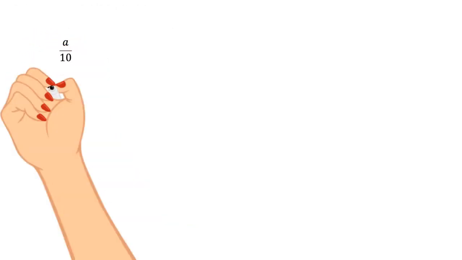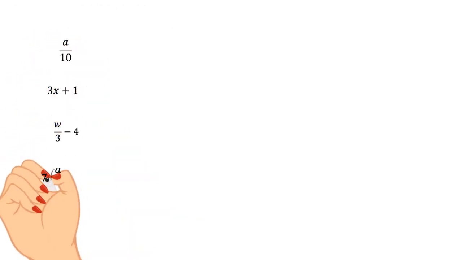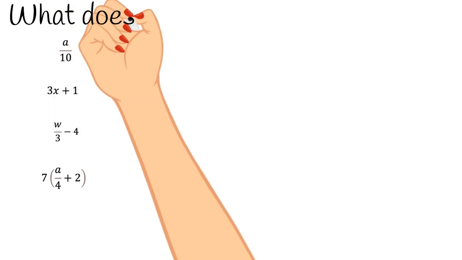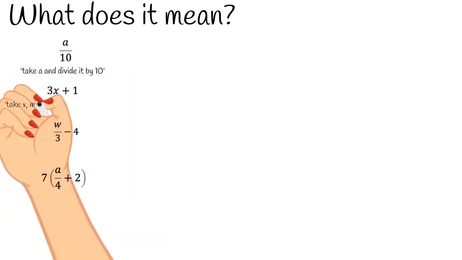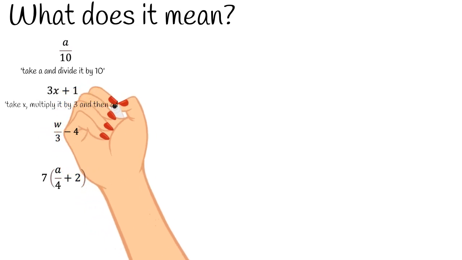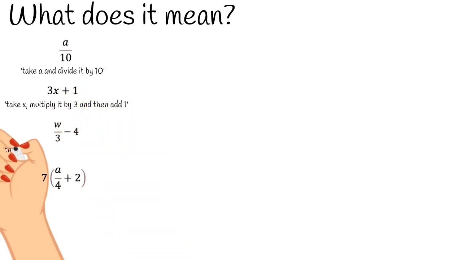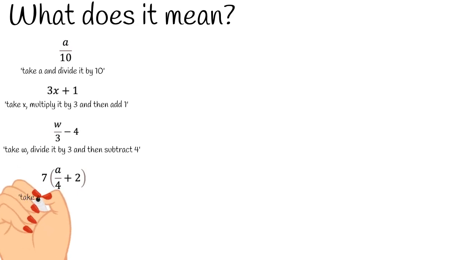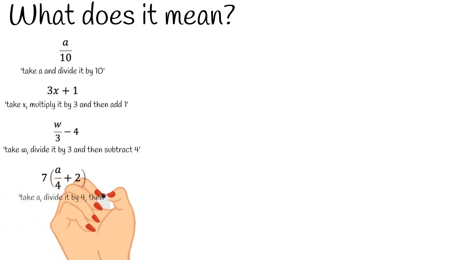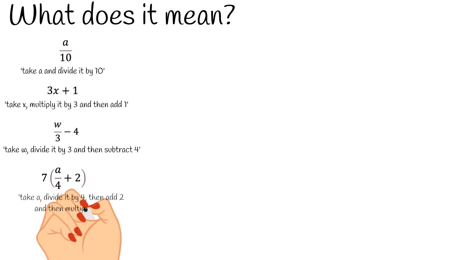Now let's work the other way round. Here are some expressions and we need to figure out what does it mean. Well, the first one, I take a and I divide it by 10. The second one, I take x, then multiply it by 3 and then add 1. My third one, I take w, I divide it by 3 and then I subtract 4. And finally, the last one, it looks quite complicated, but I start with a, I divide it by 4, then I add 2, and then multiply by 7.